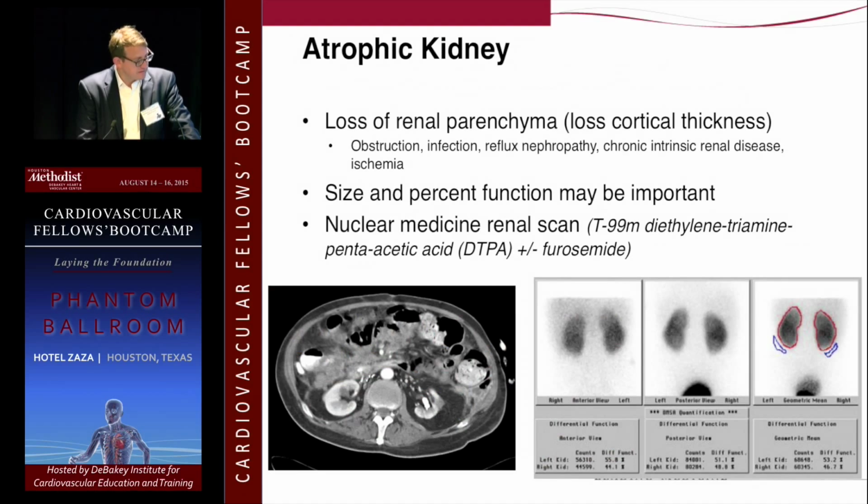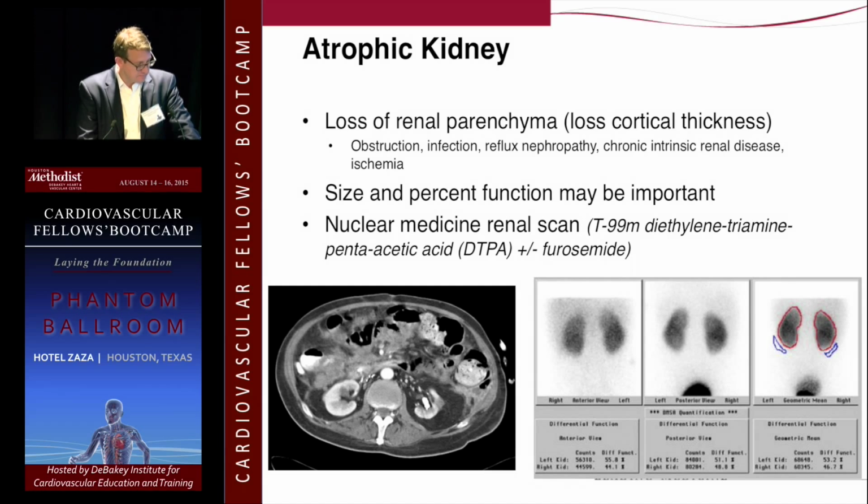In terms of the size of the kidney, it's important to know the size and to know what some of the signs you see are that may indicate renal ischemia. And the loss of renal parenchyma, usually described in imaging studies as a loss of cortical thickness, that's really the key thing you'll see. It can indicate that there's not only potentially ischemia, but there's some loss of renal function because of obstruction, infection, reflux nephropathy, or even some chronic intrinsic renal diseases.